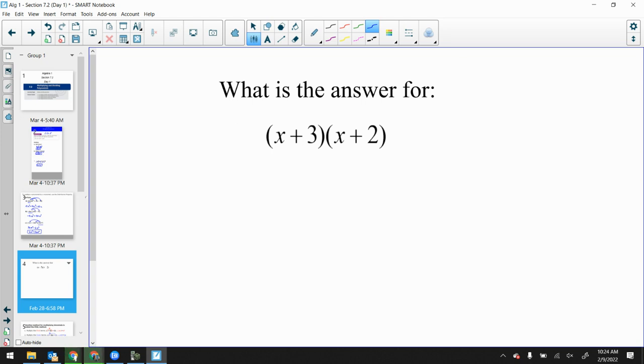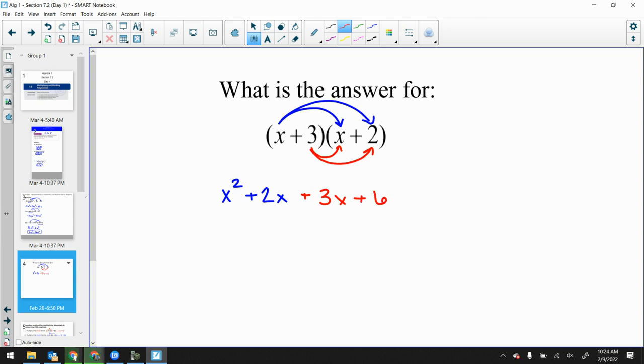But here's what I have to do. I have to take x and distribute it in. But I haven't worked with the 3 yet. So then I would have to take 3 and distribute it in as well. It's kind of like a double distributive property problem. So what would that mean? Well, I would take x times x, x squared, and then x times 2, 2x. And then take 3 times x, 3x, and then 3 times 2 to get 6.